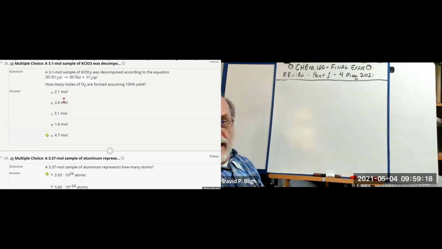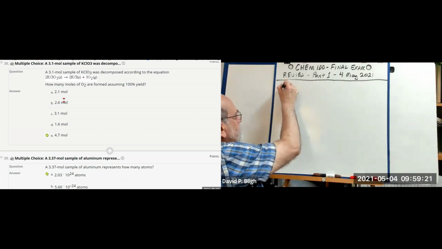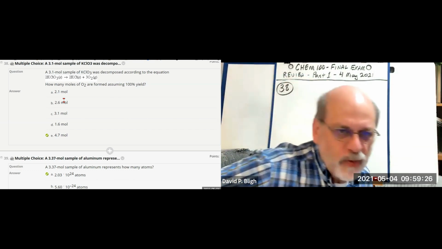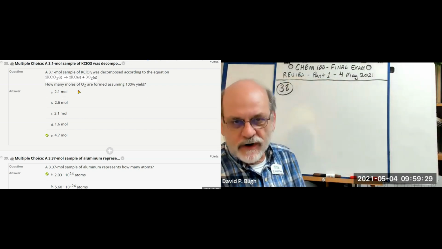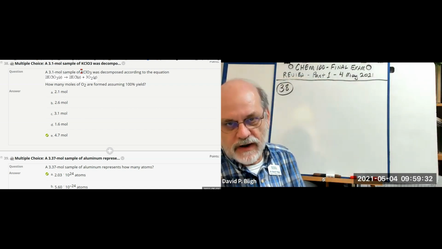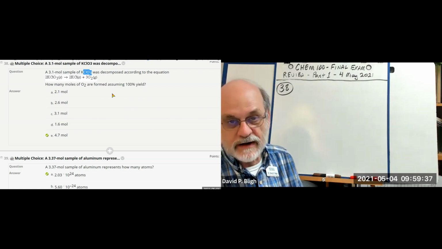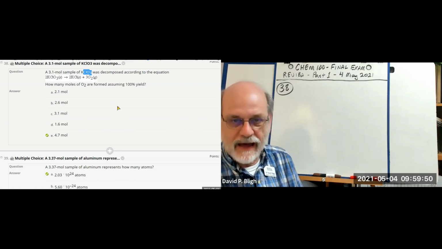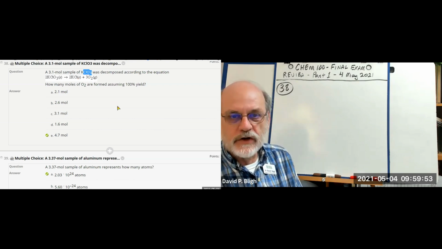There we go. All right, 38. A 3.1 mole sample of, what is that? Potassium chlorate, right? That's a polyatomic ion right there, the chlorate ion. Potassium chlorate was decomposed according to this equation. And it's even balanced for you, right? 2 potassium, 2 potassium, 2 chlorine, 2 chlorine, 6 oxygen, 6 oxygen. It's balanced. How many moles of O2 are formed, assuming 100% yield?